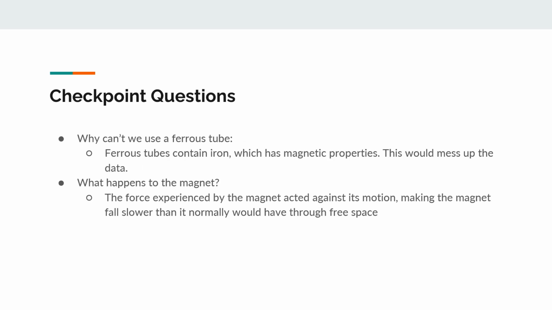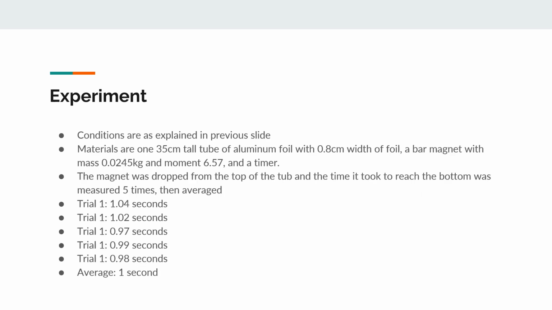For the checkpoint questions, we can't use the Ferris tube because it contains iron, which has magnetic properties, and this would skew our data. And what happens to the magnet is that the magnetic force created by the induced current opposes the magnet's motion, which then slows the magnet. This means that it goes slower than it would if there was nothing acting on it besides gravity. Under those previously explained conditions, we perform the experiment.